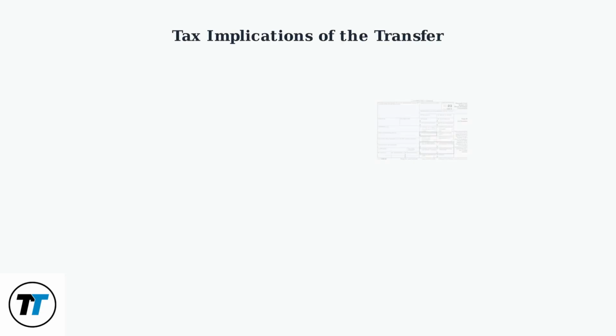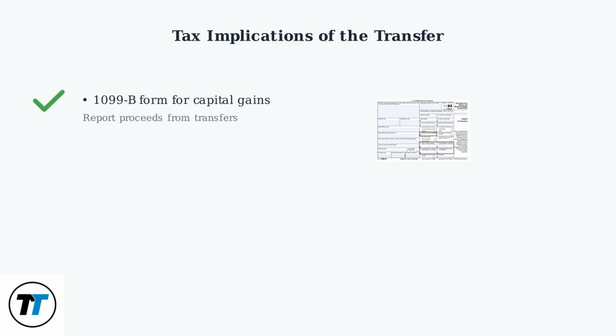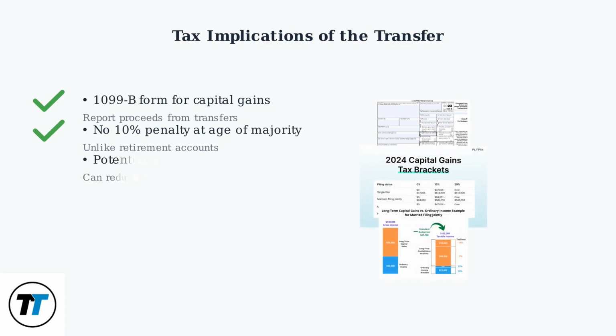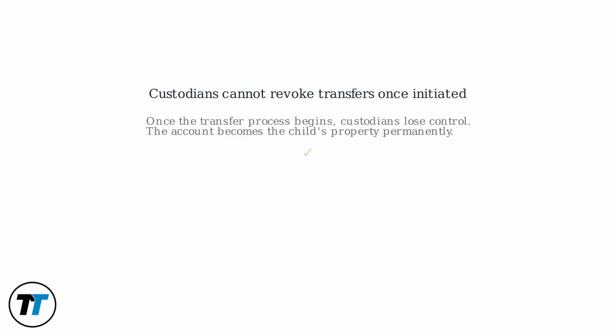When a custodial account transfers to the minor at age of majority, it triggers tax reporting. The custodian receives a 1099-B form for any capital gains realized during the transfer. Unlike retirement accounts, there is no 10% early withdrawal penalty when the account transfers at the age of majority. However, capital gains taxes may apply depending on the account's performance and your tax bracket. These taxes can reduce the amount ultimately transferred to the minor. Custodians cannot revoke transfers once the process begins. This ensures the funds become the child's permanent property, providing security for their future.